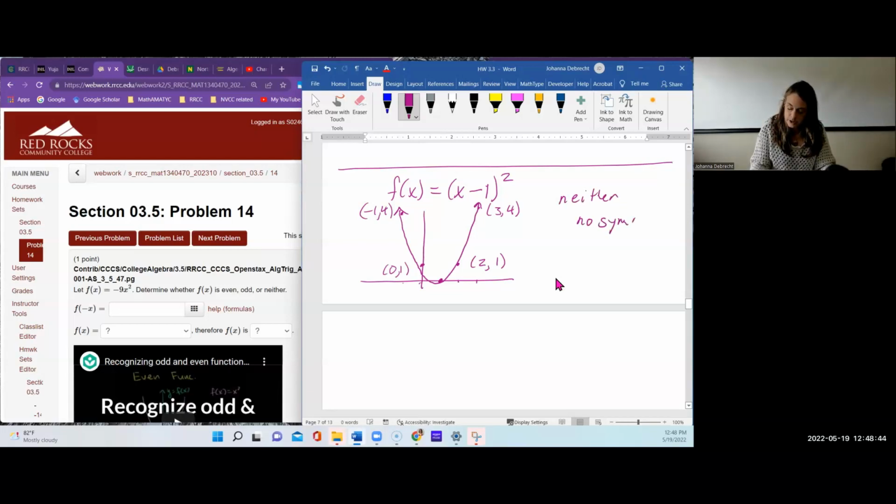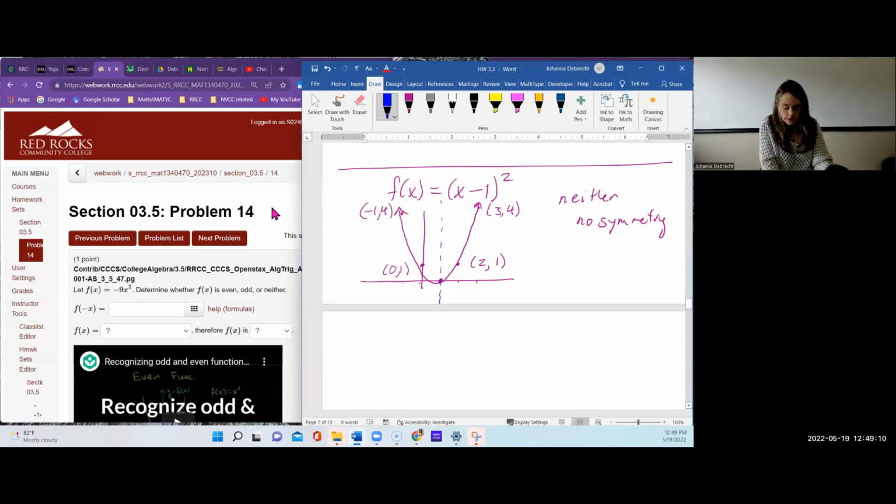It has symmetry of a kind, but that's symmetry to itself. And that's symmetry around a line that goes through the vertex. But that's not y-axis symmetry, and it's not origin symmetry. It's not even, and it's not odd. It has symmetry to itself, but not to the y-axis and not to the origin. So it's neither even nor odd.